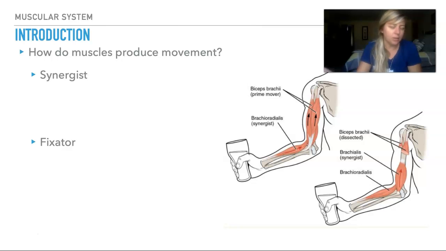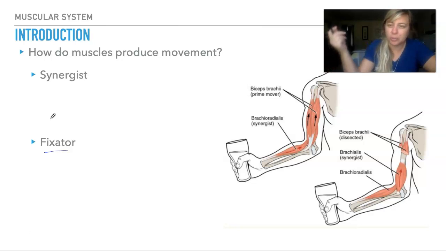Another term that's applied to muscles is a fixator. A fixator is really like a specific type of synergist. It helps to stabilize a bone that's attached to the prime mover. It prevents movement in a joint. So for example, in this particular movement, we have some fixators that prevent the scapula and the shoulder from moving during this movement. There's a large muscle on the back called the trapezius, and some smaller muscles called the rhomboids that prevent the movement of the scapula when we're doing this particular motion. So they would be considered fixators.